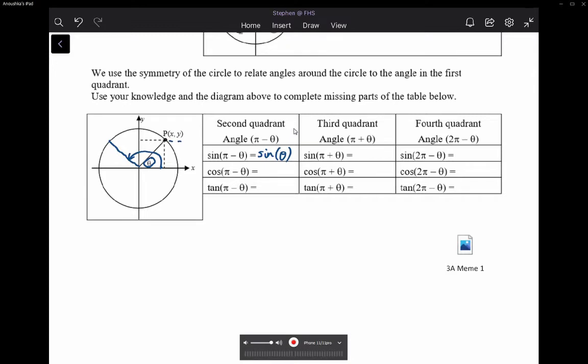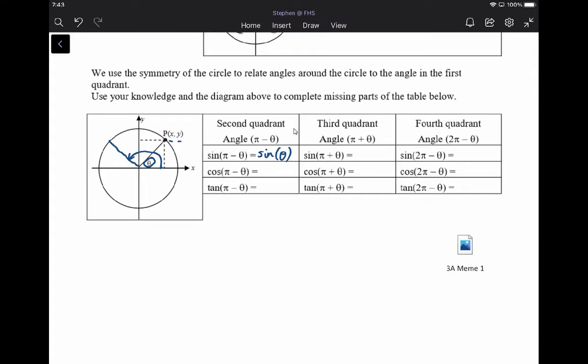Now, what happens with cos? Well, remember cos is the x value of the point. So here's our point right there. In the second quadrant, the cos value is now going to be negative of what it was in the first quadrant. So in the second quadrant, cos of pi minus theta is simply negative cos of theta. And in a similar fashion, tan is going to be negative tan of theta.